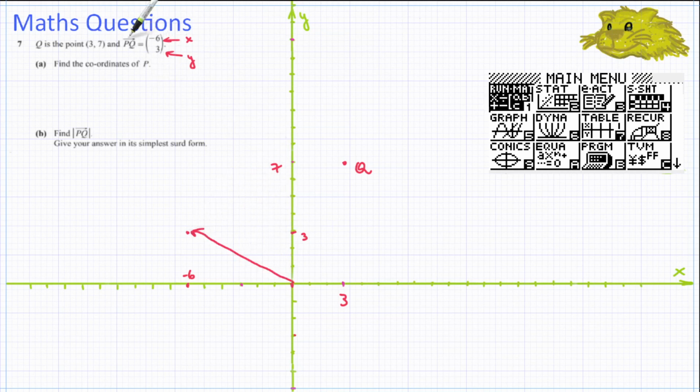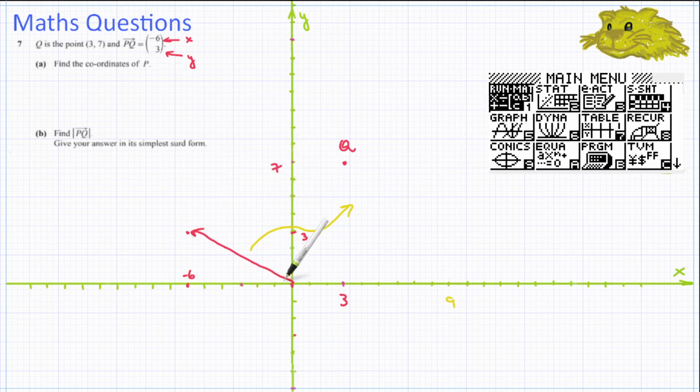However, this vector starts at P and ends at Q. So we would have to translate this vector in such a way that it will end towards Q. Since this vector is going 6 units to the left, if we're going back from it, we will go 6 units to the right. Since this coordinate is 3, if we go 6 units to the right, we will end at position 9.